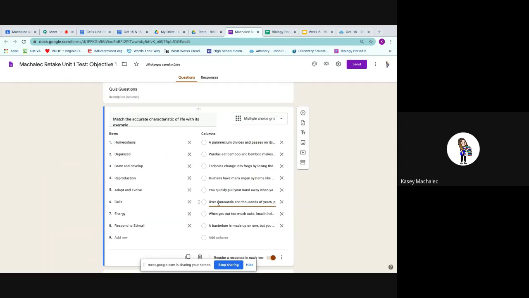The sixth column says over thousands and thousands of years, populations change in response to their environment. Does this match with homeostasis, organized, grow and develop, reproduction, adapt and evolve, cells, energy, or respond to stimuli?